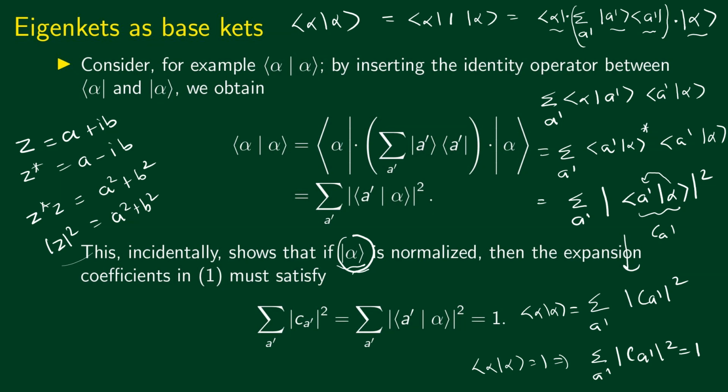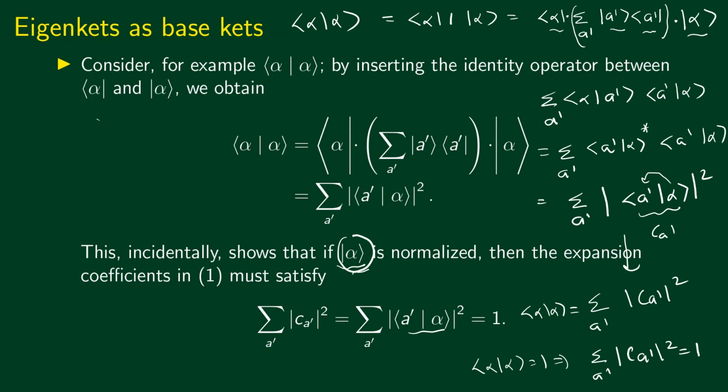This also can be written as the sum over a prime of modulus square of bra a prime ket alpha. These are the same thing, what we call c a prime, and this has to be equal to 1. Now as we mentioned several times, this is important for the probability interpretation of quantum mechanics. We'll be discussing this later on, but I'll mention it in advance so that we get familiarized with this concept.